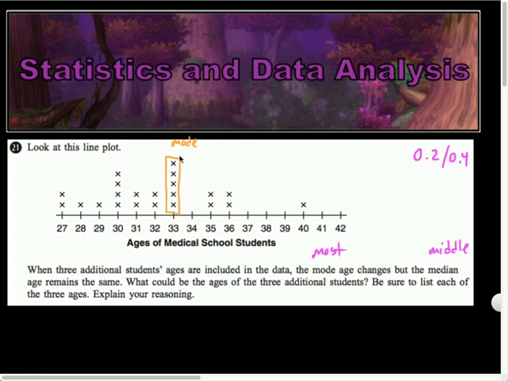The other way you can do it is find out how many there are. So 2, 3, 4, 8, 10, 12, 17, 19, 21, and 22. So there's 22 total, right? So the middle student is going to be 11.